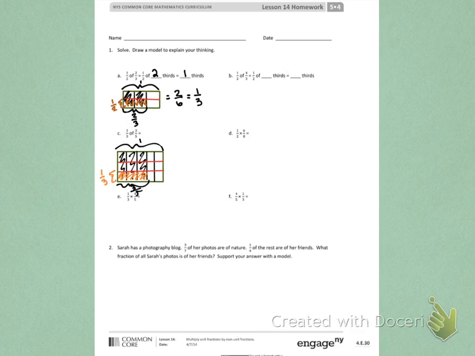So what do we have all together, double shaded? We have a total of 15, and we have 3 of them shaded. And that's going to equal 1/5. So we have 1/3 of 3/5. That's going to be 1/3 times 3/5, which is going to equal 1/5.